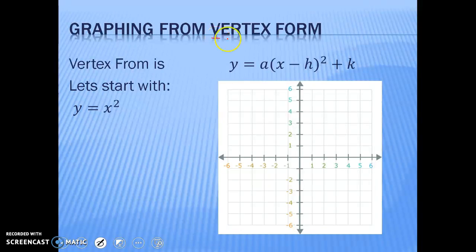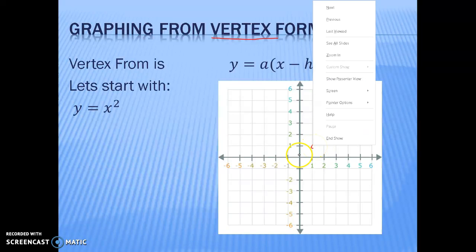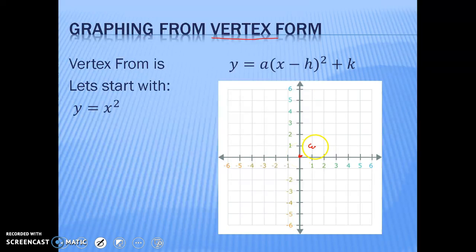We're talking about vertex form, which is y equals a times (x minus h) squared plus k. Just some things to note here. If we have y equals x squared, we know we're going to have a point at 0, 0, and a point at 1, 1. If I plug 2 in, 2 squared is 4. If I plug negative 1 in, negative 1 squared is 1, negative 2 squared is 4, and I would get a parabola that looks like this.